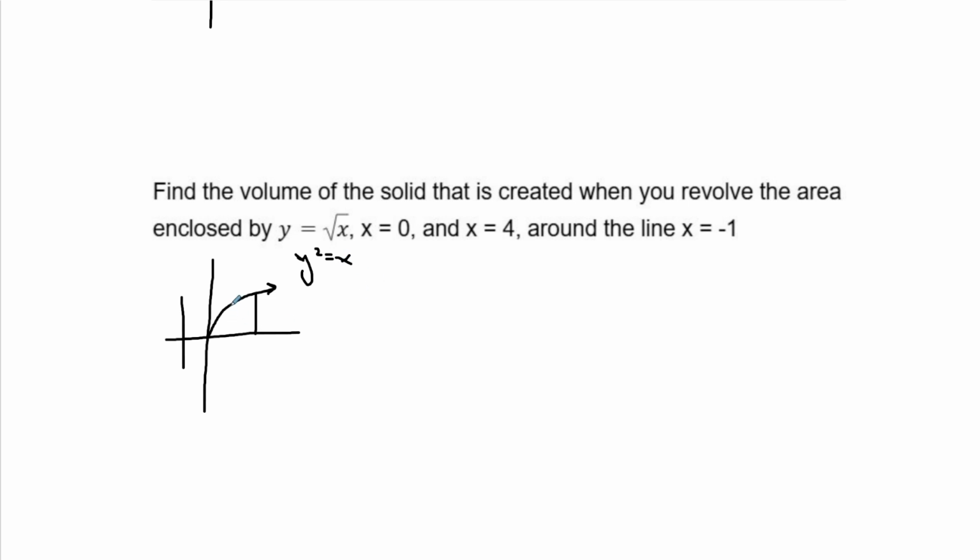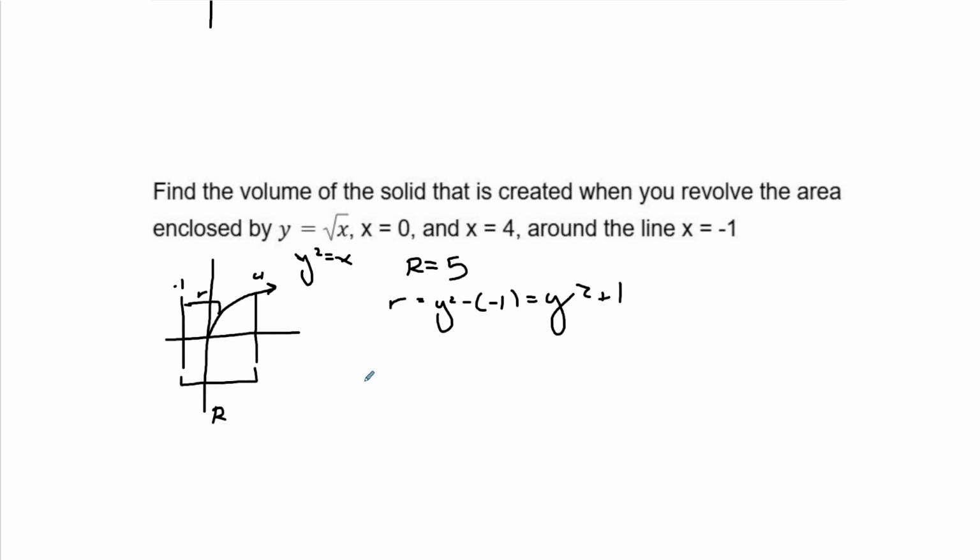And so what is our big R? Well, our big R is just going to be this distance, right? And our little r is just going to be this distance, okay? So we could say that big R is just going to equal 5, right? That's the distance from 4 to -1. And then what is our little r? Well, that's going to equal right minus left. So it's going to equal y squared minus -1, which will equal y squared plus 1.